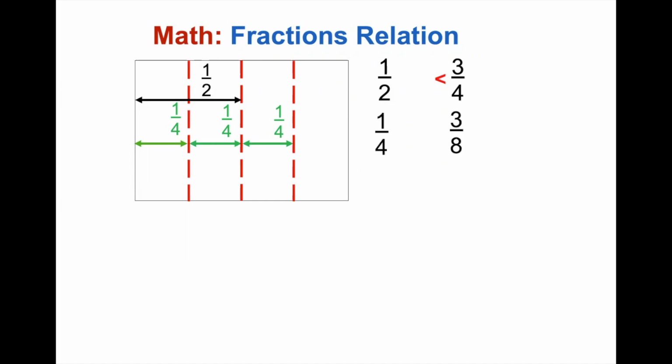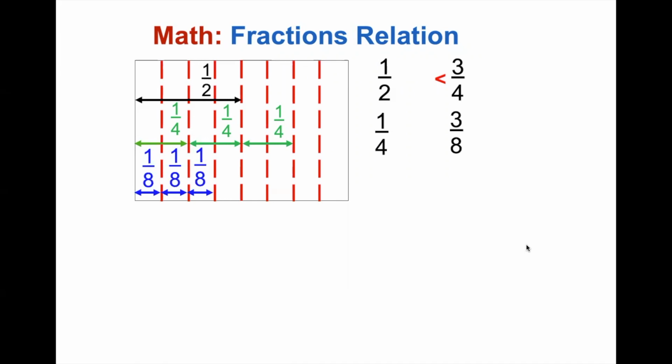Next, let's compare 1/4 and 3/8. So we already know here is 1/4, and with the rest of the fold, we have 3/8. And then to compare this portion, 3/8 and 1/4, we know that 3/8 is bigger than 1/4.